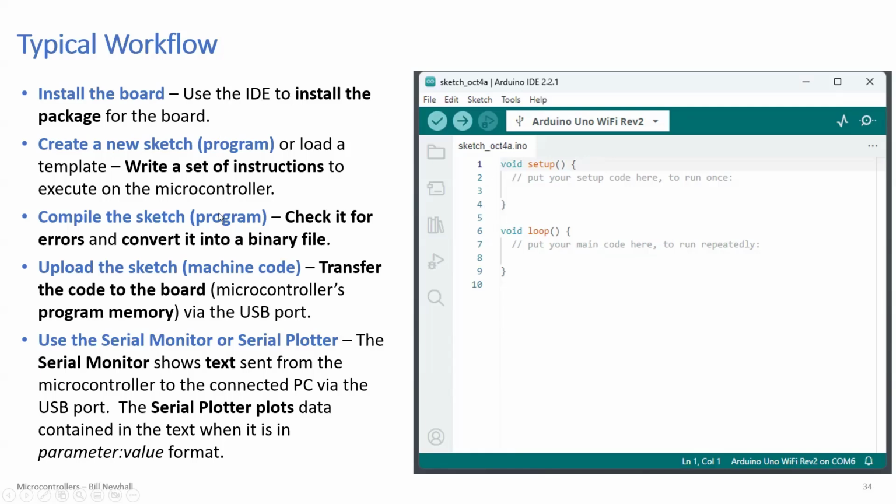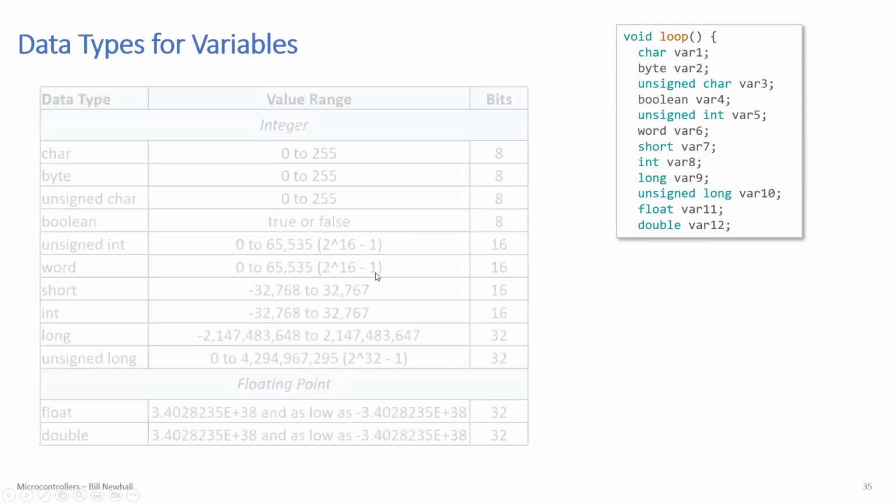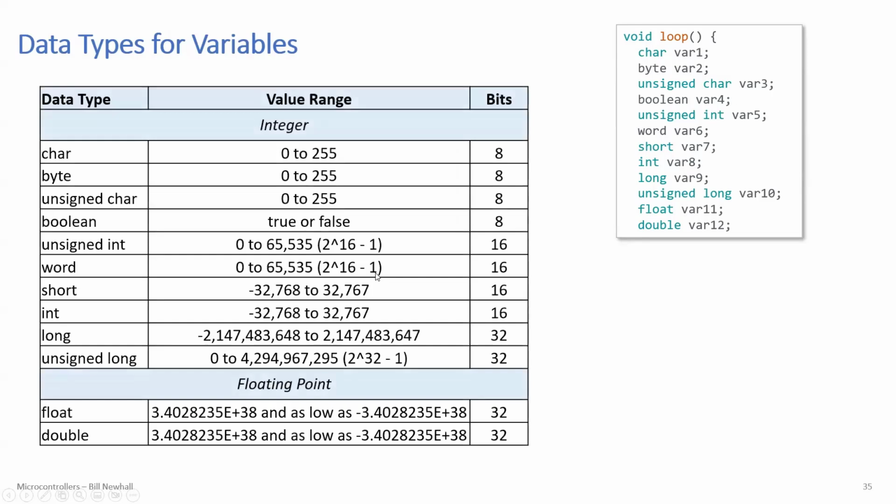But I wanted to kind of back up and talk a little bit about when you write the code in those functions. Let's talk about the data types or variables. So this is important. So here's an example. I have declared many different types of variables here, right? Variable 1, variable 2, variable 3 are all of different types. I have a char, byte, unsigned char, Boolean, unsigned int, right? These are all different types that you can use. And here's what they mean.